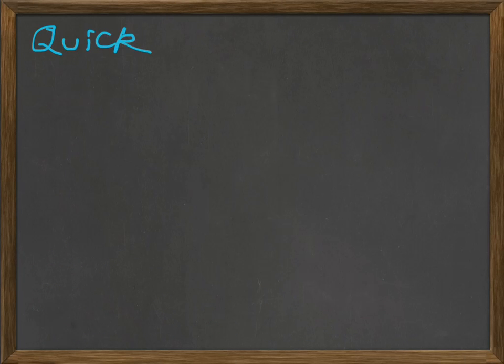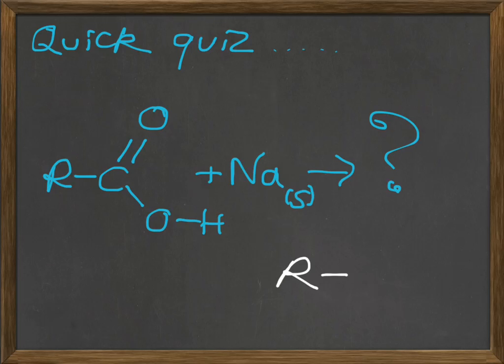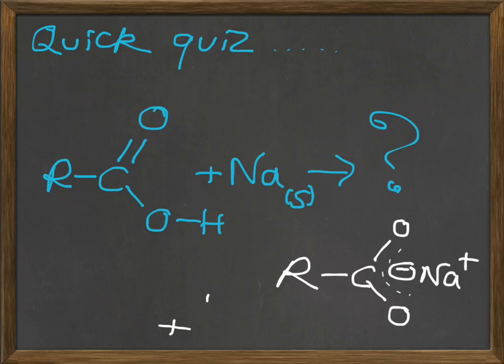Alright, so we've had a look at the types of reactions, and now I'm going to do a quick quiz. So I'm starting off with a carboxylic acid, and I'm adding sodium metal to it. What does this make? Write out what general product you would make when you add sodium metal to it. Okay, here we go. You're going to make the carboxylate ion with a sodium plus attached to it.